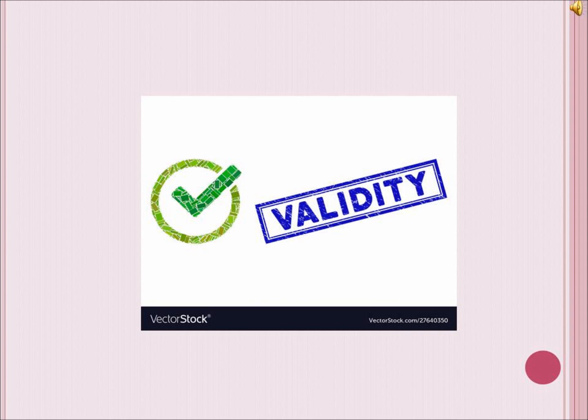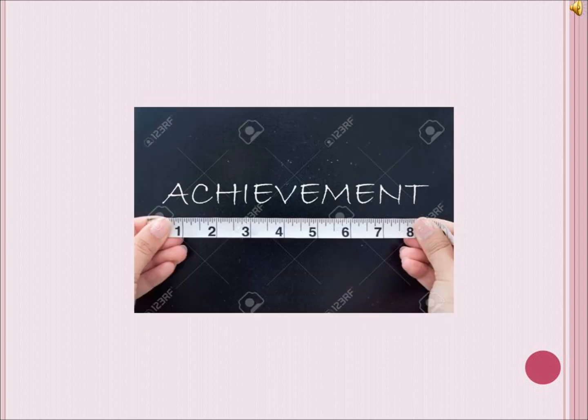A valid test measures exactly what it proposes to measure, does not measure irrelevant variables, relies as much as possible on empirical evidence, involves performance that samples the test's criterion. There are different types of evidence.